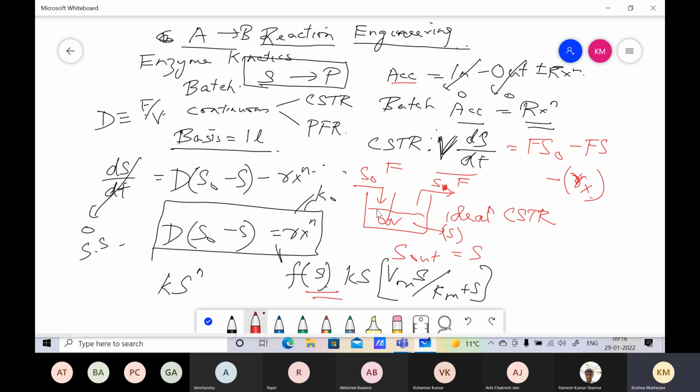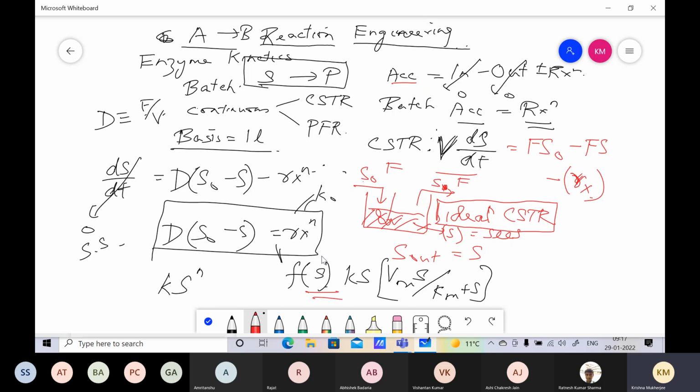Because S naught falls here, this drop immediately gets converted to S. So as far as this reactor is concerned, it sees a concentration which is always equal to the outlet concentration, and that is the essential assumption of an ideal CSTR.